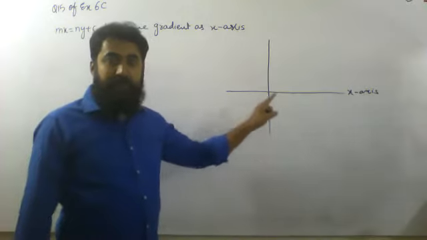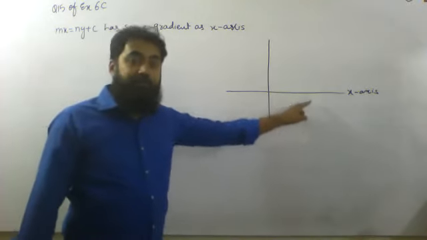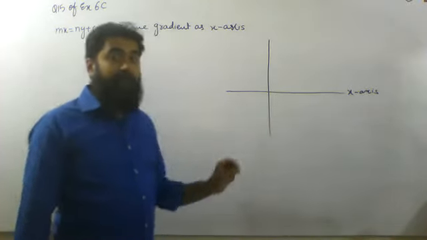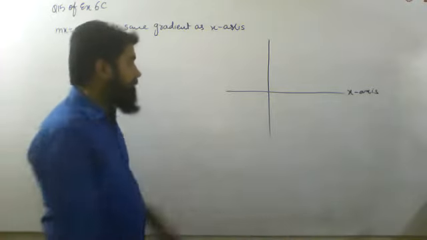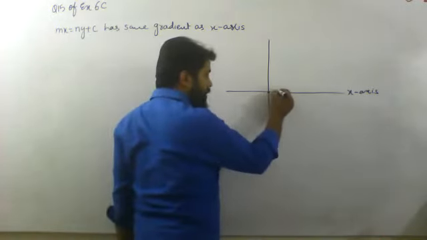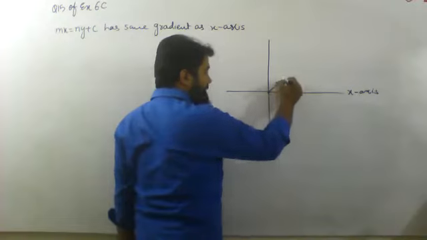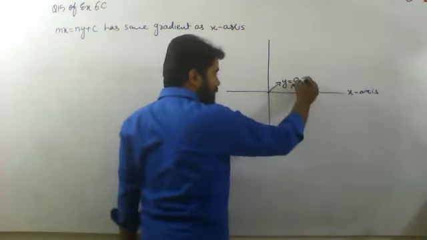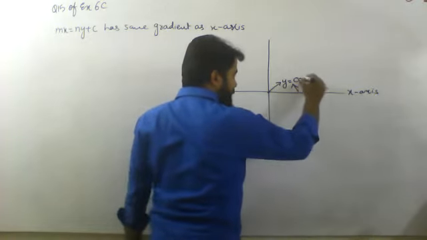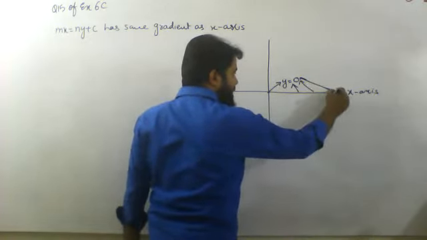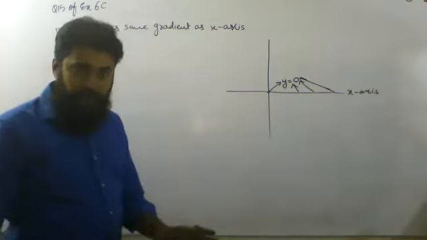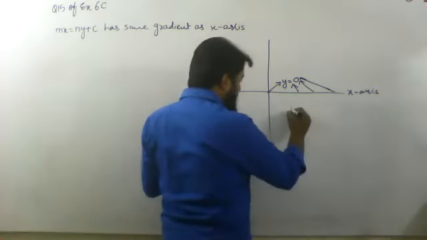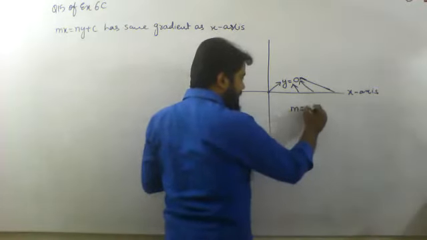on the x-axis, the value of x will be changing, but the value of y will remain the same. For instance, on the x-axis, the value of y will be 0 over here, over here, over here. At any point, the value of y will be 0. Okay. So if I find the gradient, what will be the gradient?